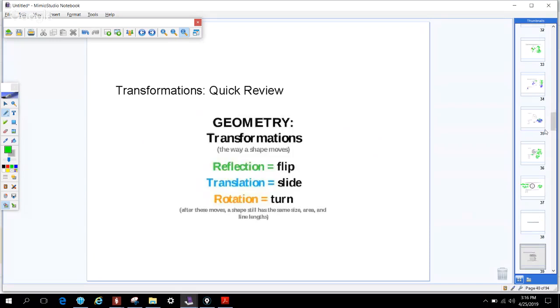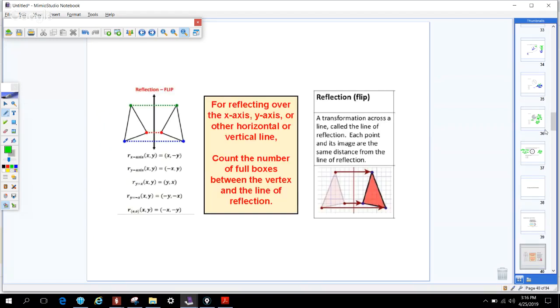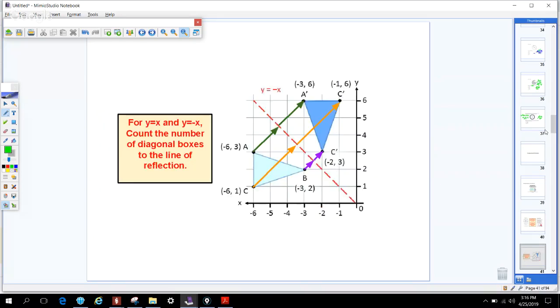Okay, congruence and similarity. Transformations, you should know reflections, rotations, that stuff you should know already. If you don't know it, watch the YouTube videos. I have a whole YouTube video on there. Don't forget when you do y equals x or y equals negative x, that it flips. Okay, and you're going to have to count diagonally.